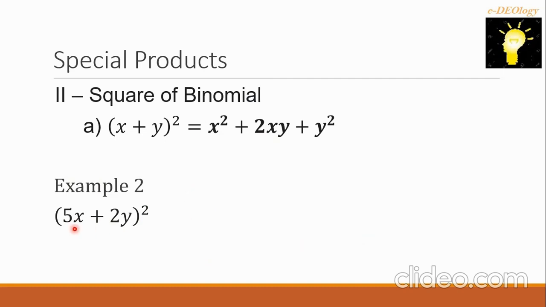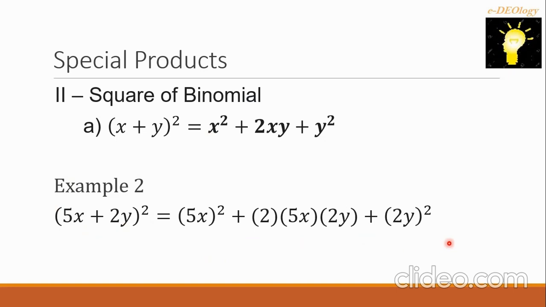Example 2: 5x plus 2y all raised to 2. So for our three terms, directly I put here the 5x from the first term, and it is squared. The middle term, the constant 2, I mean, is here. And then I copy the two terms, the 5x and the 2y. And the last term will be the 2y squared.